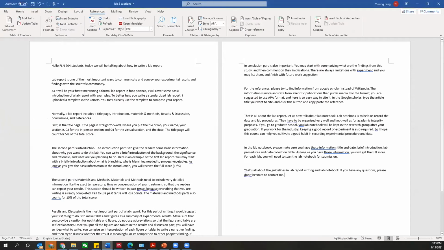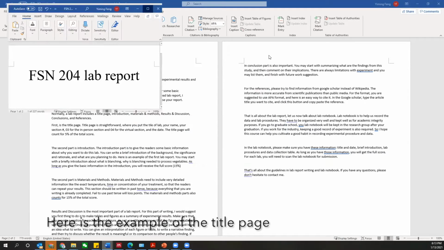And here is the example of the title page.